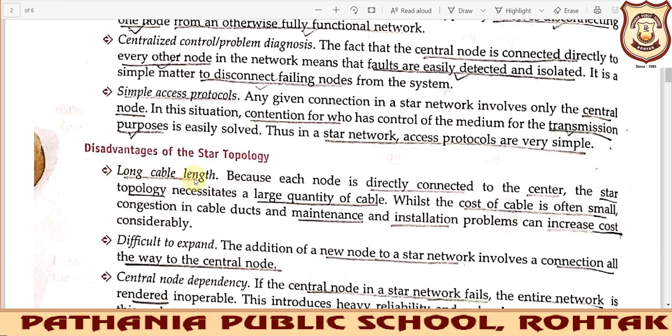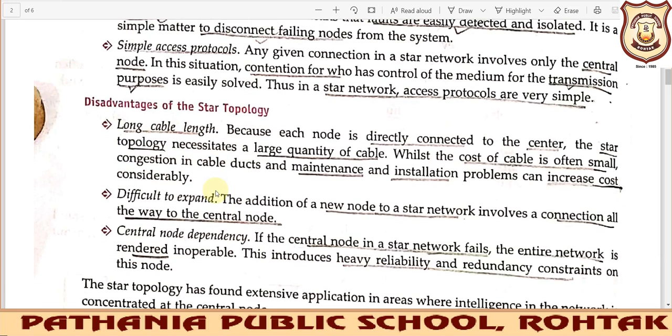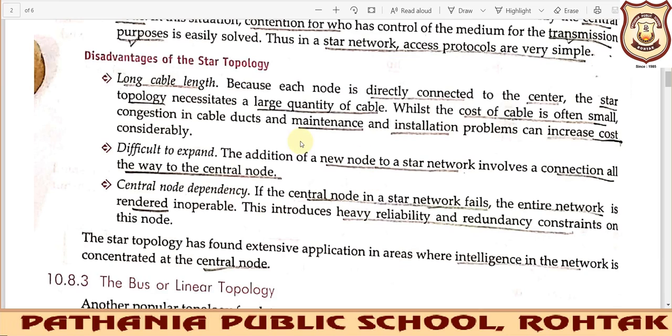It will take a long cable length. Maintenance and installation is costly in the case of star topology, because every node or computer has to be connected to the central device, so a lot of cabling will be required. It is difficult to expand, because every time the connection has to be made with the central node, and the central node is also a computer, there can be a complication in how many computers we can attach to it. So there can be a problem if the number of computers is more.